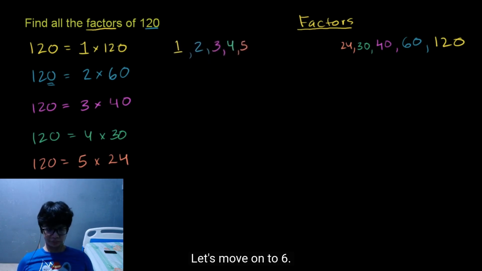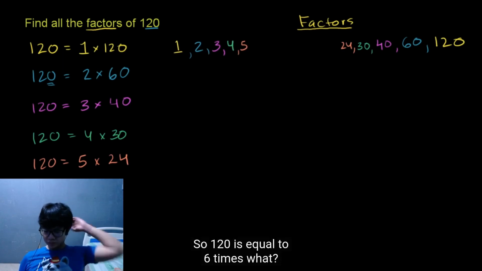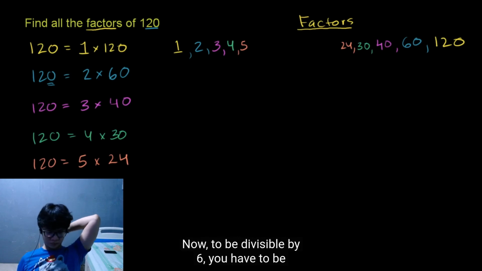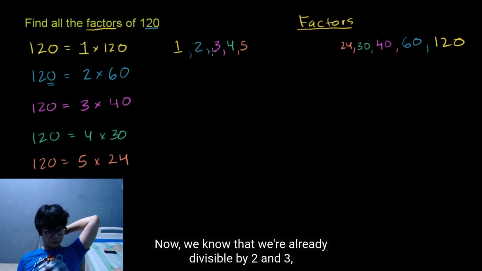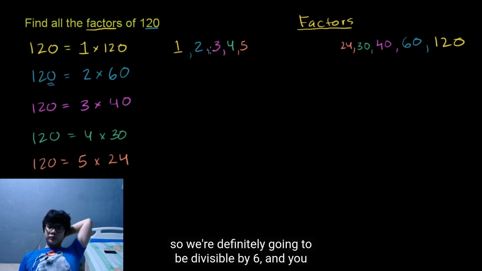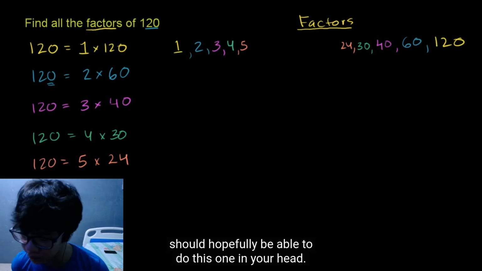Let's move on to 6. So 120 is equal to 6 times what? Now, to be divisible by 6, you have to be divisible by 2 and 3. We know that we're already divisible by 2 and 3, so we're definitely going to be divisible by 6. And you should hopefully be able to do this one in your head.